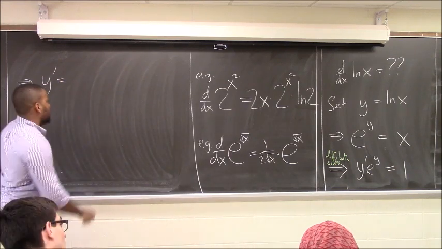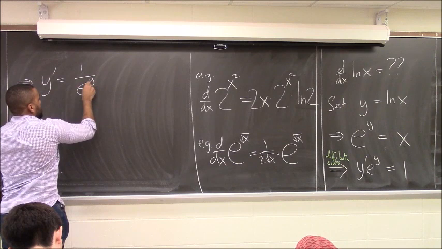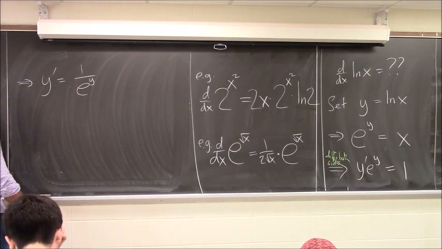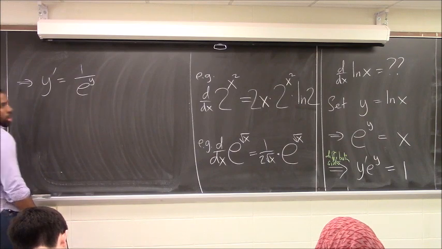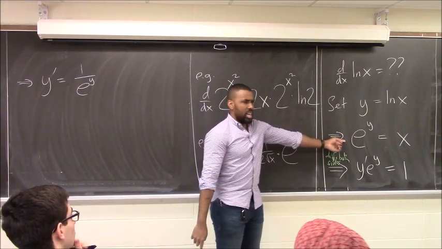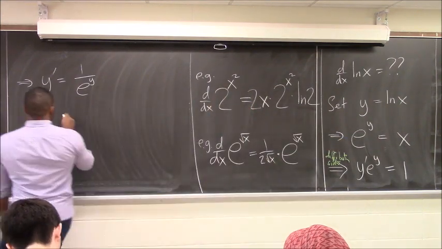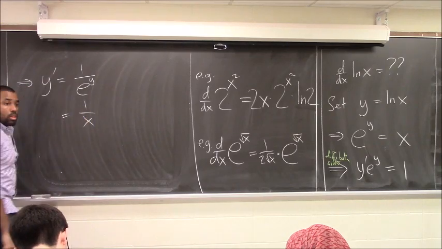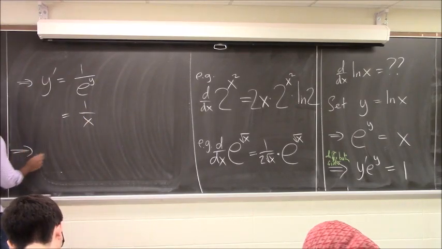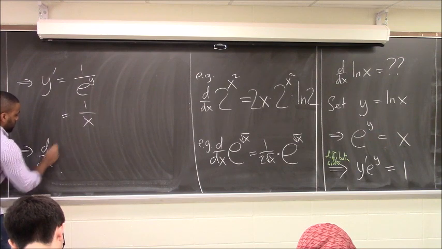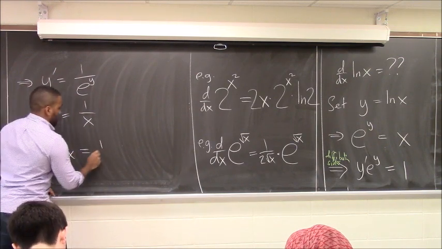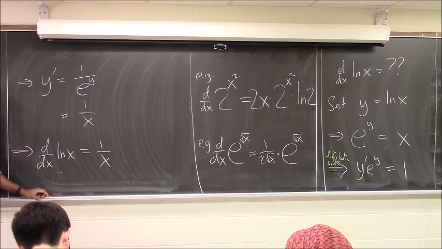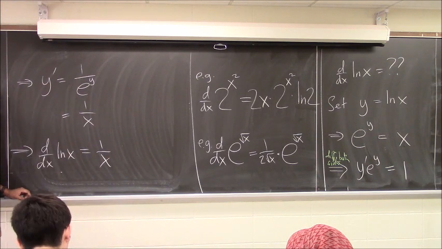It's multiplied by an exponential. I can just divide by the exponential. It's not going to be 0, so that's fine. So here I get 1 over e to the y. So you might ask, what is e to the y? Well, e to the y is x. That's just 1 over x. So it turns out the derivative of the natural log is 1 over x.